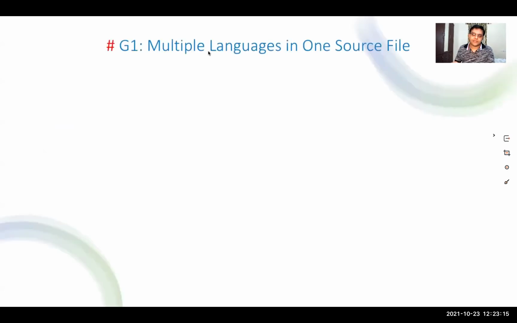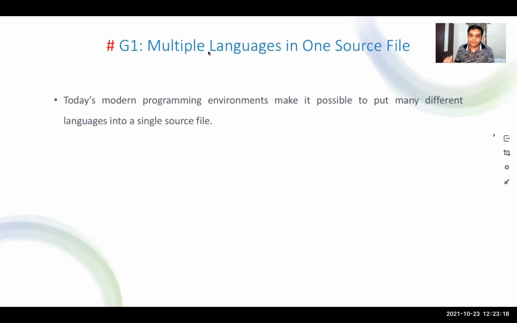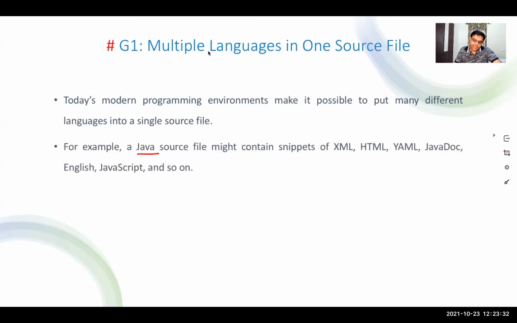Some general concepts also I will look into. Some of the languages, even some of the current things, support multiple languages. You may wonder at first, but you may have done this also, I'm sure. Today's modern programming environment makes it possible to put many different languages into source code. So for example, in a Java source file, you may have XML, HTML, Javadoc, etc. Or in JavaScript, you have embedded code, or you may be creating HTML, or using an HTML file in it. So a lot of places we are using this. If there are multiple languages in one source file, then that is an issue.